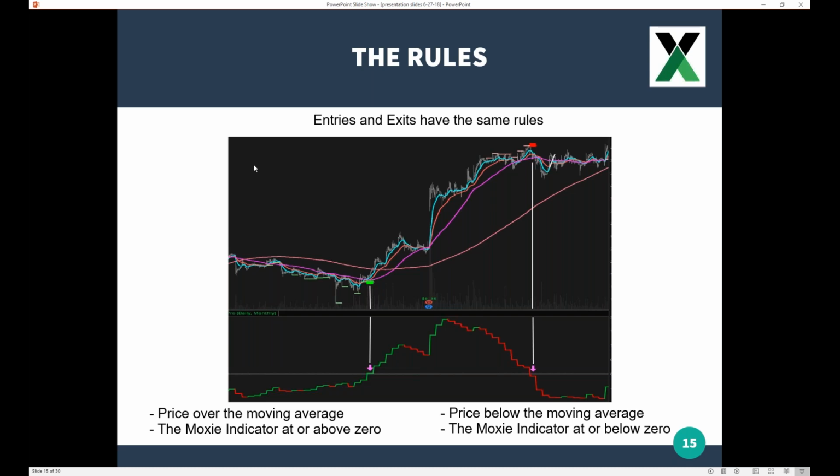As far as the rules for the entries and exits, they have the same exact rules, and this is really what makes it streamlined and easy for new people and even for experienced traders, because who wants to make this more complicated? What we're looking at is a two-part entry and a two-part exit. So for an entry, we want price over the moving average, and we want the Moxie indicator at, crossing, or above 0. And just flip that around for an exit. We want price below the moving average, and we want the Moxie indicator at or crossing below the 0 line. So look at this. It's exactly the same thing for an entry and for an exit, just reversed.